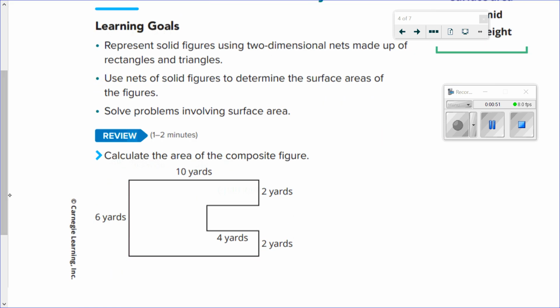But before we do that, let's just do a quick review. We want you to calculate the area of the composite figure. So it says 1 to 2 minutes. We'll give you 3, but take 3 minutes. Try to get as much of this knocked out as you can. Go.